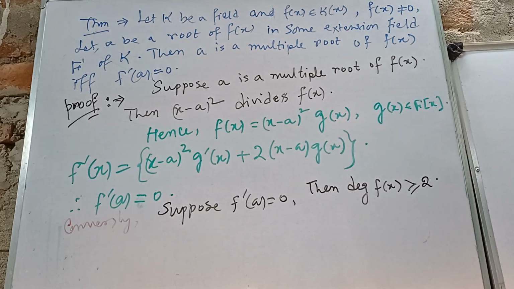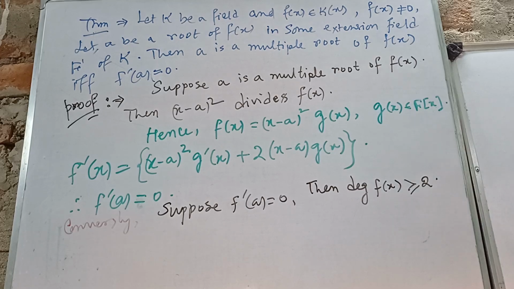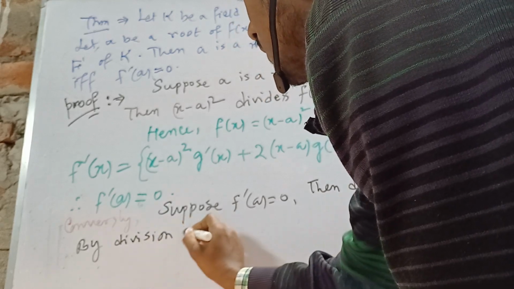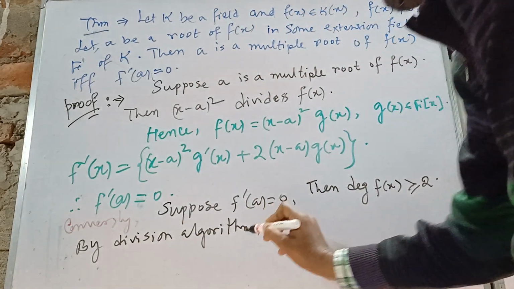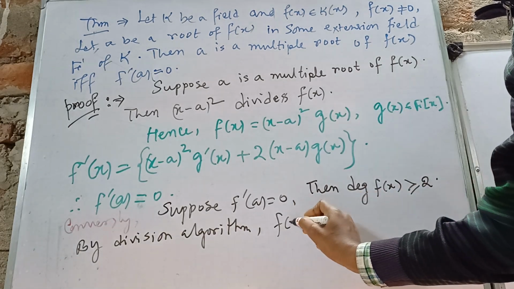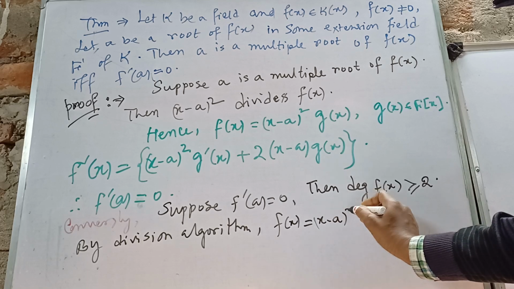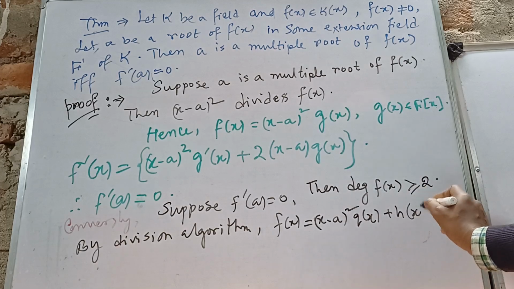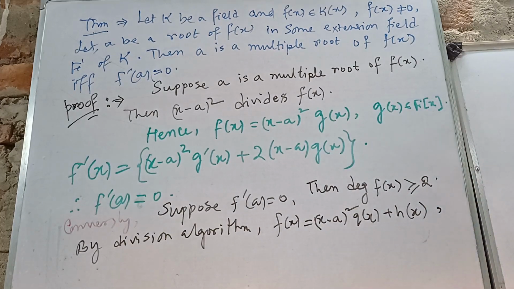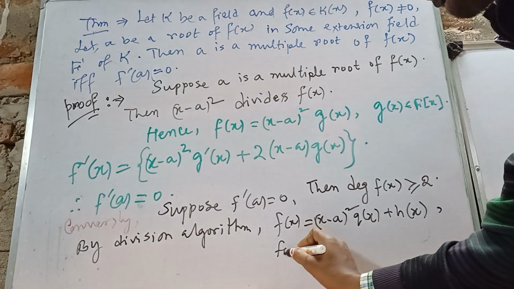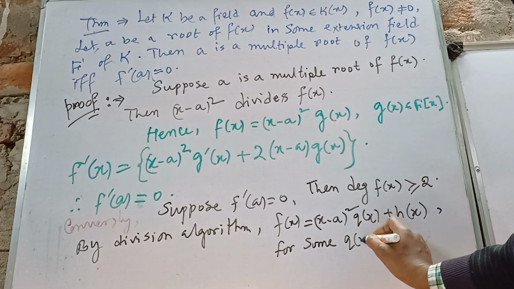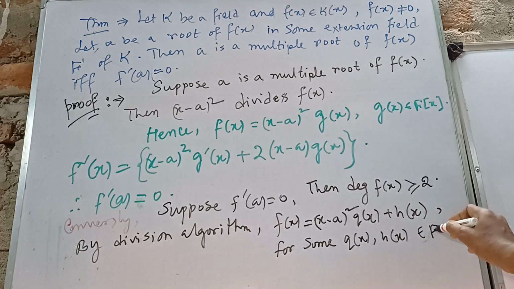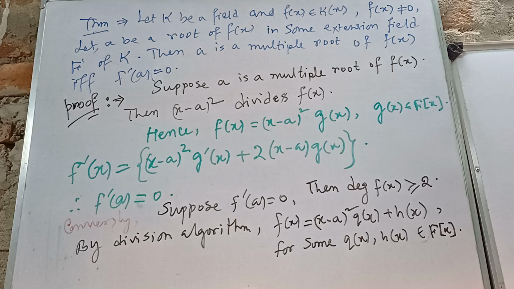Not a problem at all. Then by the division algorithm, we use the division algorithm here: f(x) equal to (x minus a) whole square q(x) plus h(x), for some q(x) and h(x) belonging to this k[x]. Not a problem at all.